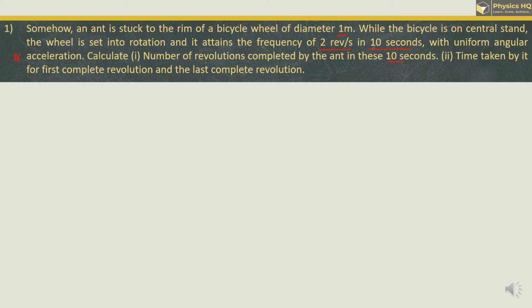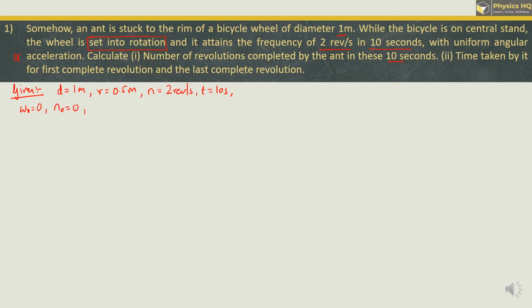So for this, let us first write down whatever is given in this question. First, the diameter is 1 meter, so the radius is 0.5 meter, which is half of the diameter. Then we have the frequency of revolution, which is 2 revolutions per second, and time 10 seconds. Then they have mentioned that the wheel is set into rotation, meaning the initial angular velocity is 0. So we can write omega 0 is 0, or n0 is 0, where n0 is the initial frequency of revolution.